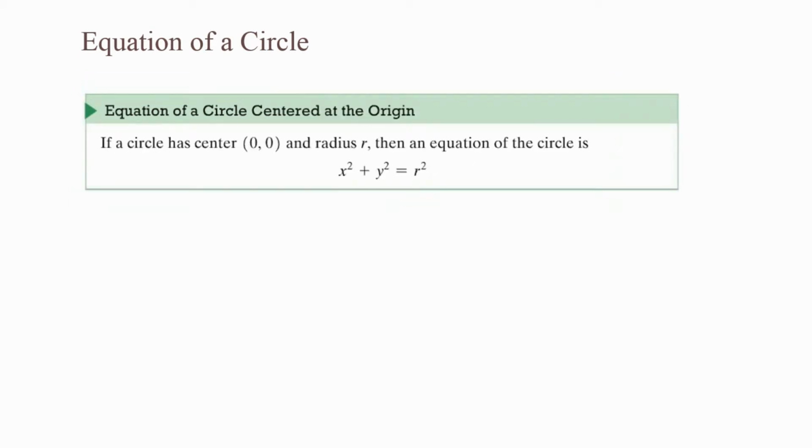Equation of a circle centered at the origin. If a circle has a center 0, 0 and a radius r, then an equation of the circle is x squared plus y squared equals r squared.